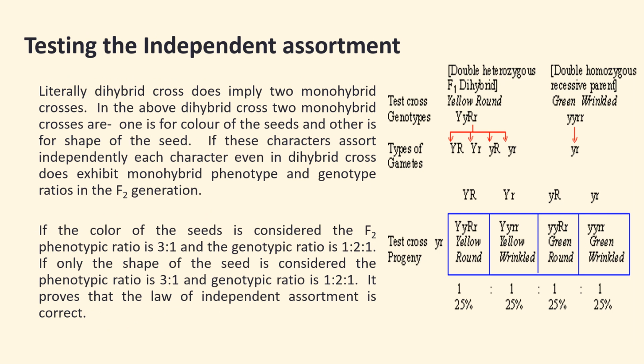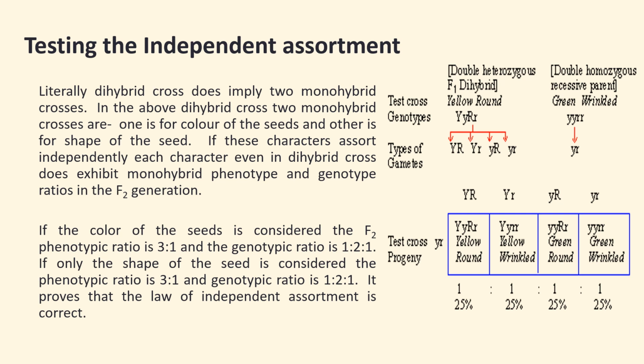Literally, dihybrid cross does imply two monohybrid crosses, the test cross of dihybrid. In the above dihybrid cross, two monohybrid crosses are one for color of the seeds and the other for the shape of the seed. If these characters assort independently, each character, even in dihybrid cross, does exhibit monohybrid phenotype and genotype ratios in the F2 generation.